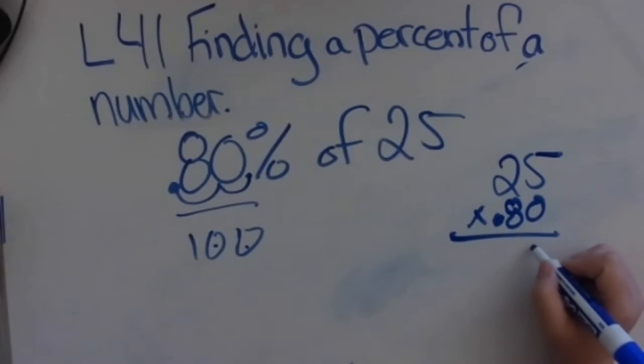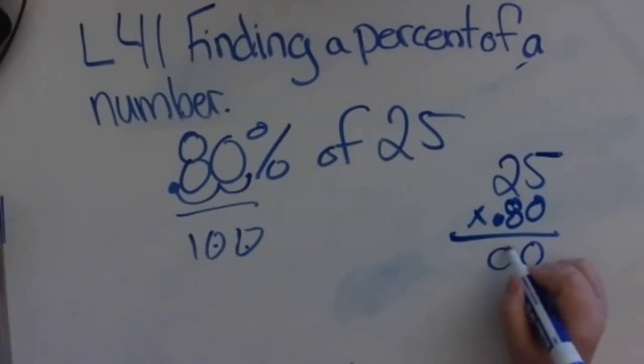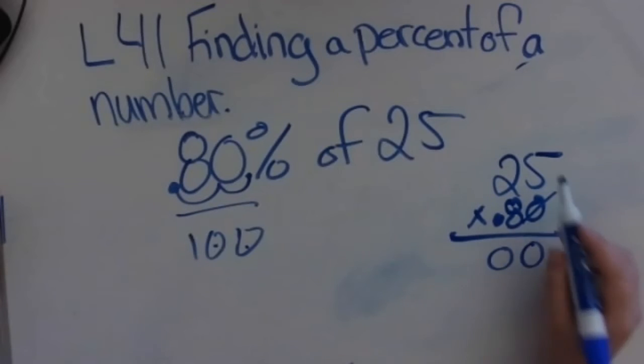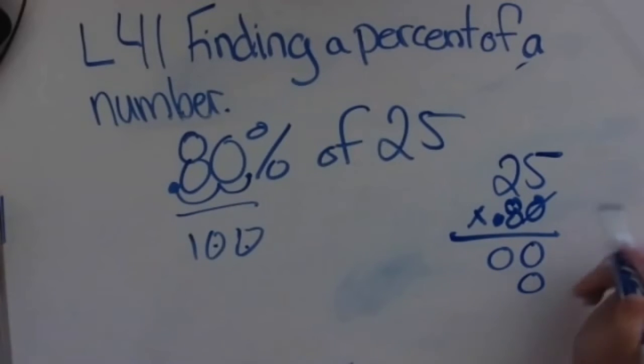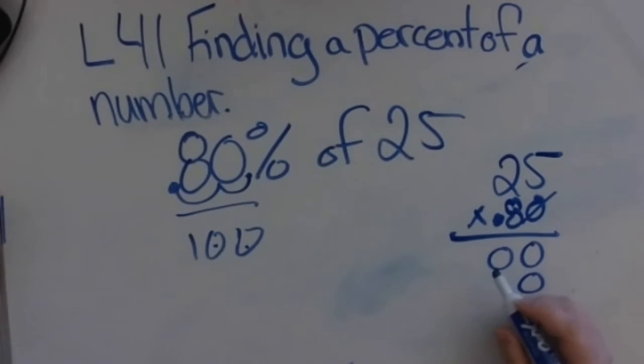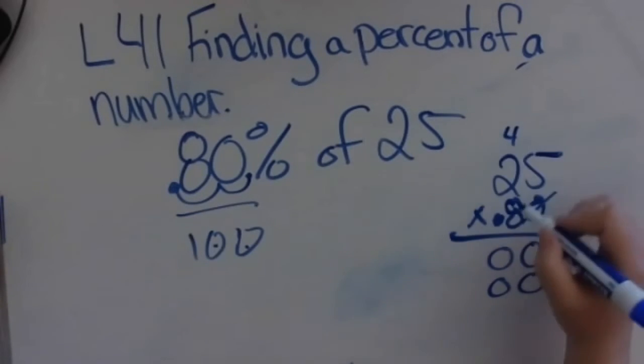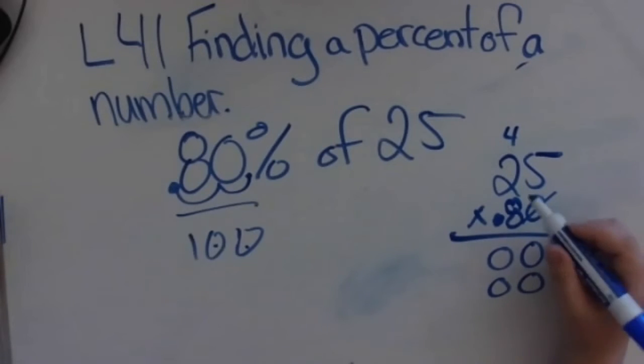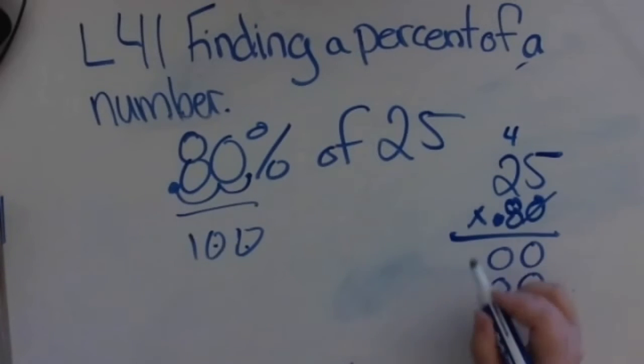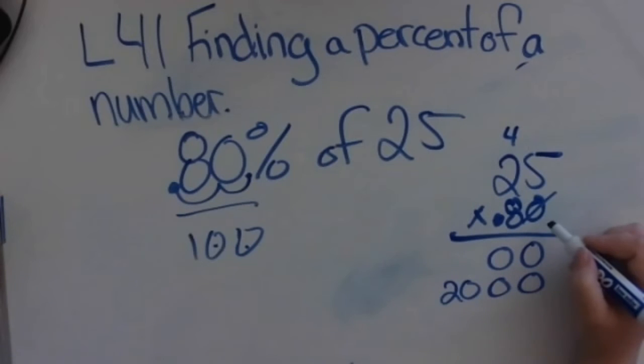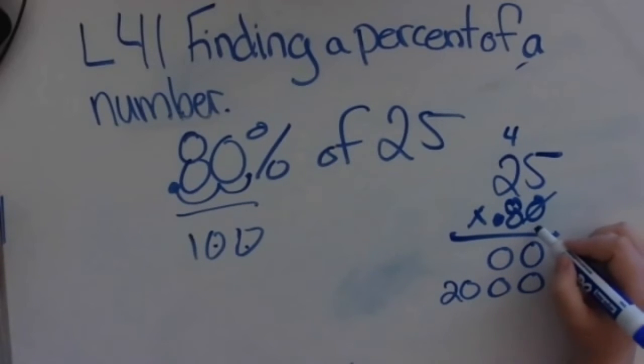0 times 5 is 0. 0 times 2 is 0. Done with the 0. 8 times 5, oh, carry a 0. 8 times 5 is 40. Carry the 4. 8 times 2 is 16, plus 4 is 20. And I look up here and I go, how many places do I have?